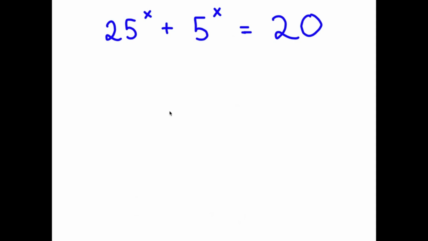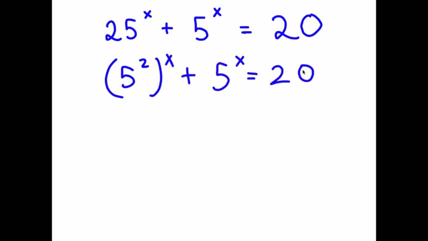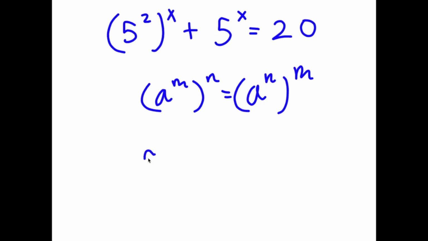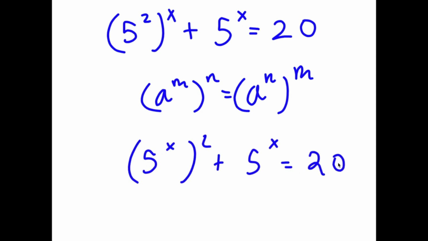Alright, so in this problem, I have 25 to the power of x plus 5 to the power of x is equal to 20. So to solve this, I'm going to first rewrite 25 as 5 squared. So now I have 5 squared to the power of x plus 5 to the power of x is equal to 20. Now, if I have something in the form a to the power of m to the power of n, this is the same thing as a to the power of n to the power of m. So I'm going to rewrite 5 to the power of 2 to the power of x as 5 to the power of x to the power of 2. So I have that plus 5 to the power of x is equal to 20.